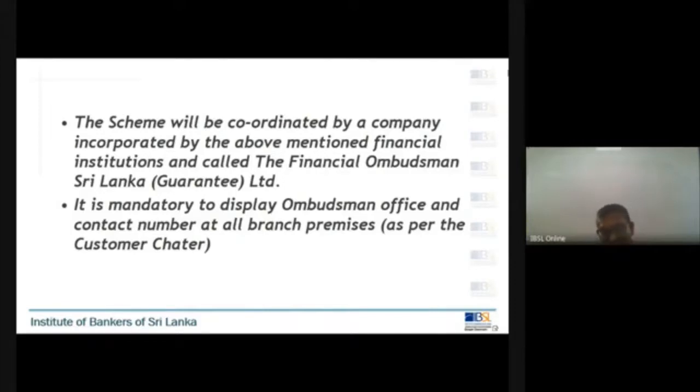Now, anybody who's working in the bank, have you not seen that? When you go to the branch tomorrow, see if the ombudsman name is displayed at your branch. Otherwise, the Central Bank as a regulator can take action against the bank, because you are supposed to display it. It's mandatory. Remember, you put the ombudsman office name, address, and the contact telephone number at all branch premises as per the customer charter, which we are going to discuss.